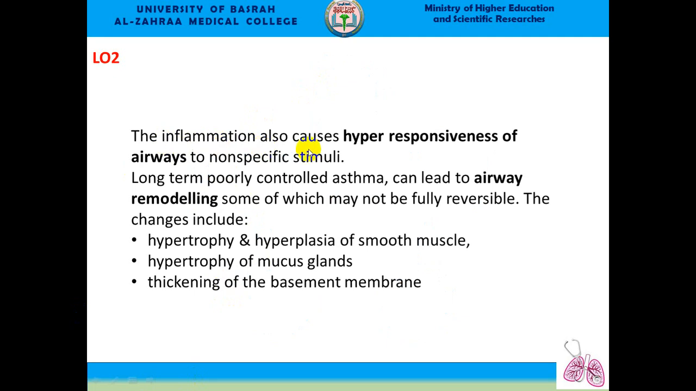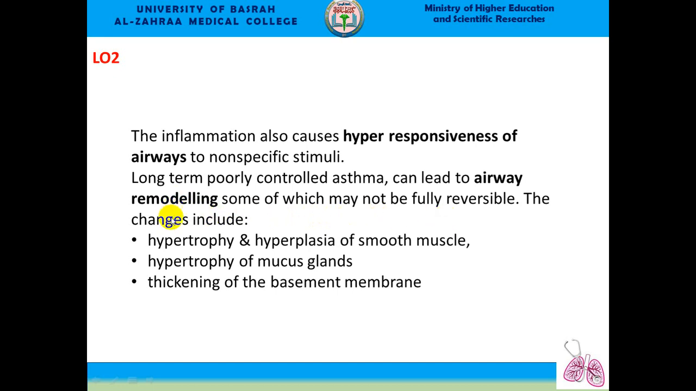In addition to that, the inflammation also causes hyper-responsiveness of the airways to non-specific stimuli. So at the beginning we have specific allergens, but then later on when there is an inflammatory process, the bronchi will become more responsive to non-specific stimuli, and this will make things worse. And in people with long-term poorly controlled asthma, they might have some sort of airway remodeling. And by remodeling, we mean changing the shape and structure of the bronchi. Some of these features of remodeling may not be fully reversible.